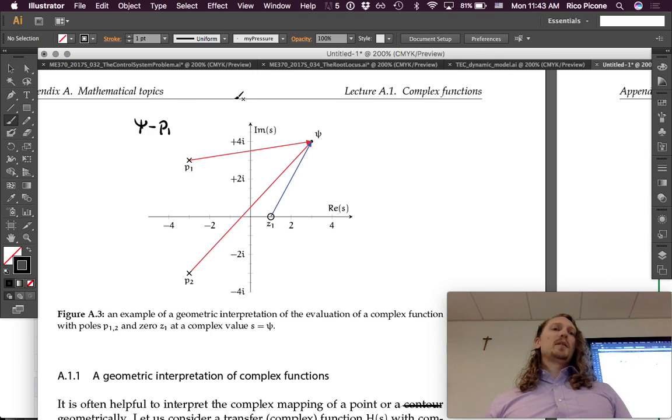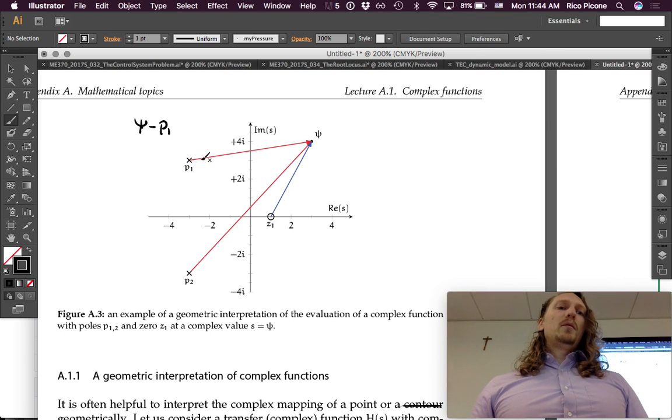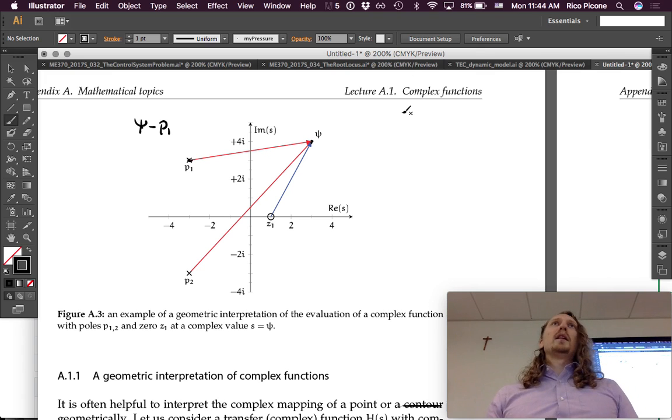It would be psi minus p1. So psi minus p1 is going to be represented in the complex plane as just a vector that starts at p1 and goes to psi, right? If you thought of psi as being a vector and p1 as being a vector, then their difference is the vector that goes from p1 to psi. That's the way to interpret it, sort of as a vector in the complex plane.